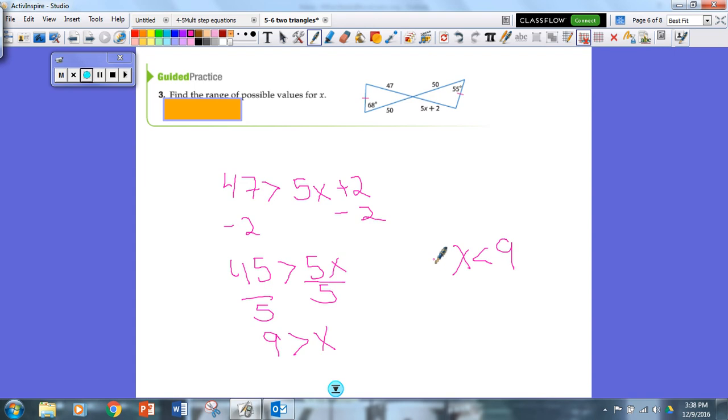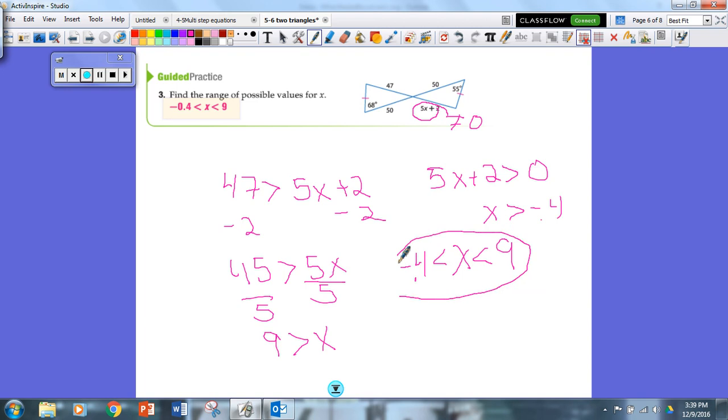But it also needs to be greater than negative 0.4. Why does it need to be greater than negative 0.4? Because this cannot equal 0, or it has to be larger than 0. So 5x plus 2 has to be greater than 0. Therefore, x has to be greater than negative 0.4. I have to take into account both extremes.